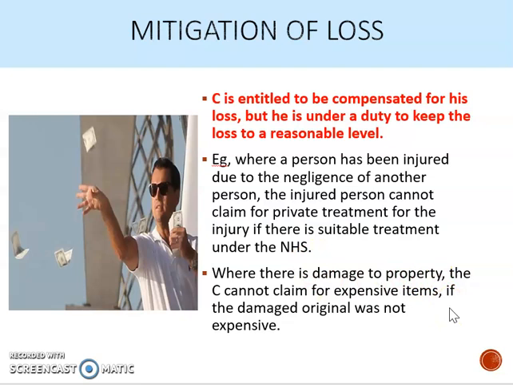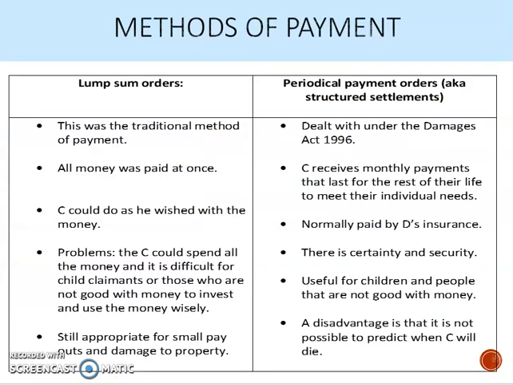So you've got to mitigate your losses for fairness. In terms of payment, originally the only option open to the courts was lump sum payments at the time of the judgment. But the Damages Variation of Periodical Payments Order was passed, which allows the court to rule that damages should be paid periodically and then reviewed upon the deterioration or improvement of the claimant's injury.